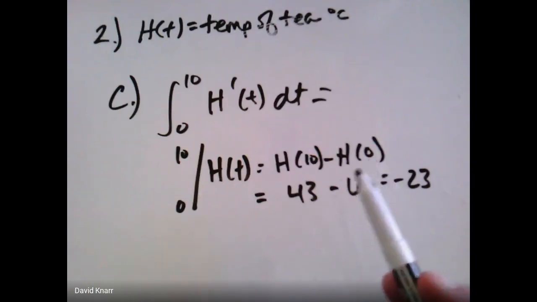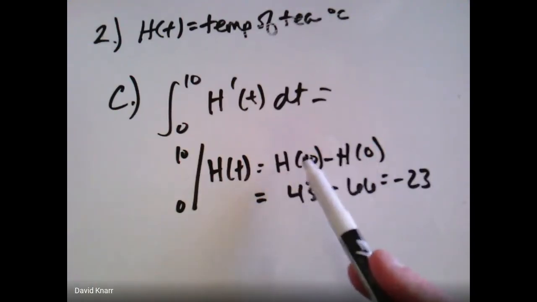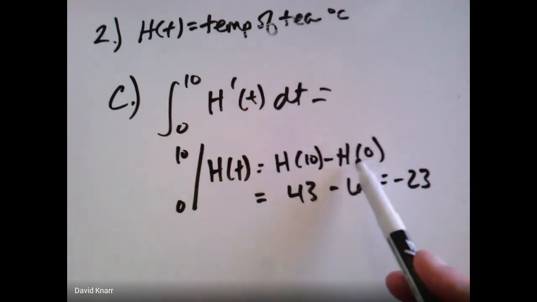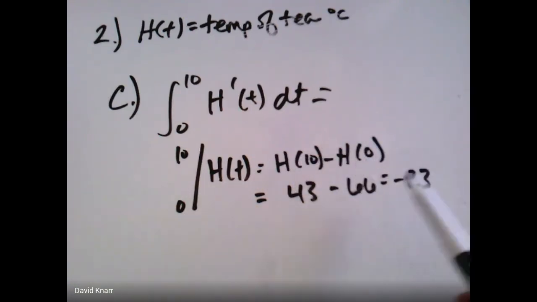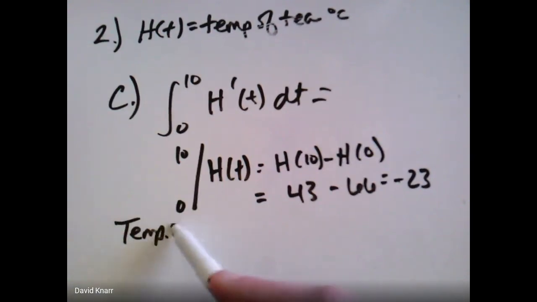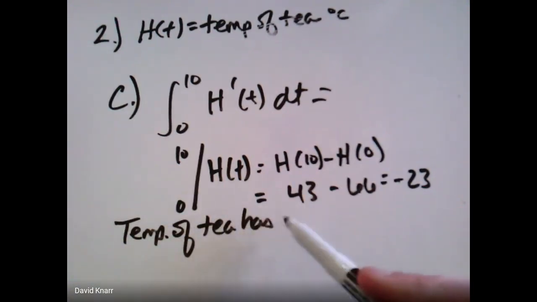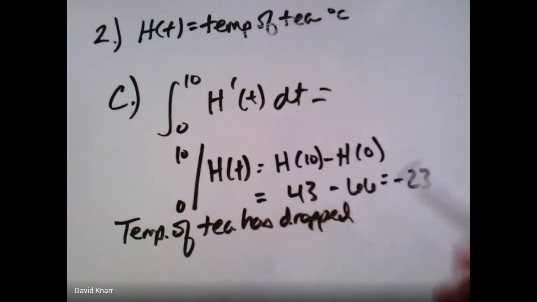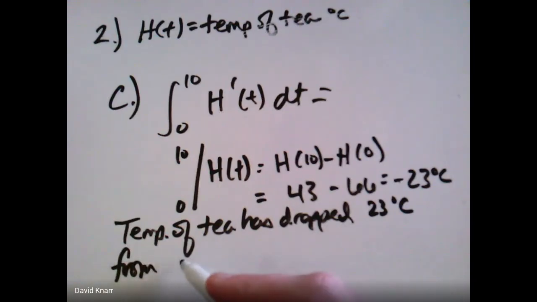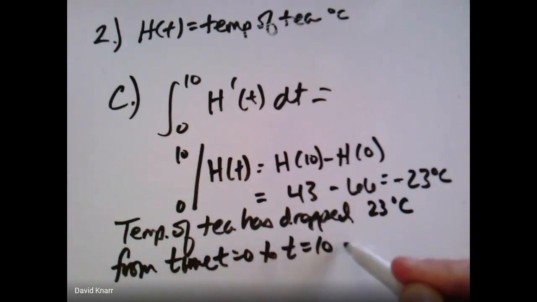Okay. Now to explain what this is, I took h of 10, the temperature of the tea at 10, and subtracted the temperature of the tea at 0. It came out to be negative 23. So what does that mean for us in terms of the tea? It means the temperature of the tea has dropped or decreased 23 degrees Celsius. It asks for the units, you need to give units. Okay, 23 degrees Celsius from time t equals 0 to t equals 10 minutes.